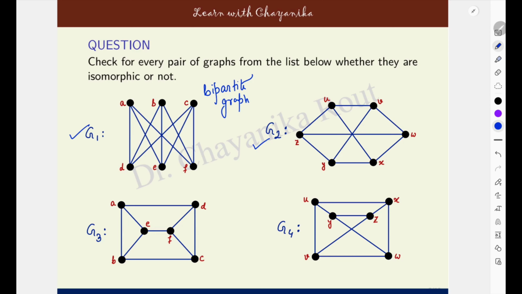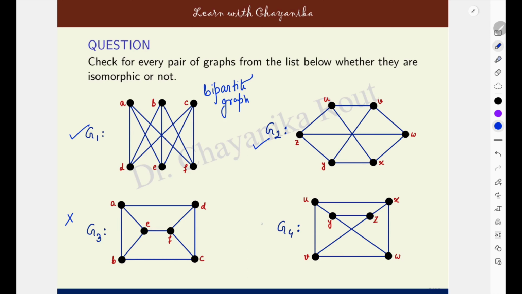Similarly, you will find that G3 cannot be drawn as a bipartite graph. It doesn't have that bipartite structure. You will get stuck, and that is the reason G1 and G3 definitely are not isomorphic, because G1 being a bipartite graph, it will be isomorphic only to a graph that has to be bipartite first of all. So definitely G1 is not isomorphic to G3.